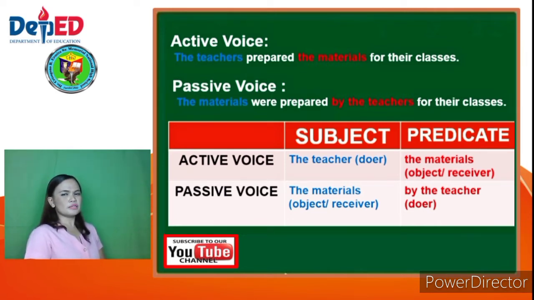Additionally, in passive voice, the subject, the materials, cannot be the doer of the action because it cannot perform action. It is an inanimate object. So, in order to show who the doer of the action is, the preposition by is added to show who performs the action in the sentence. That is why the materials were prepared by the teachers.